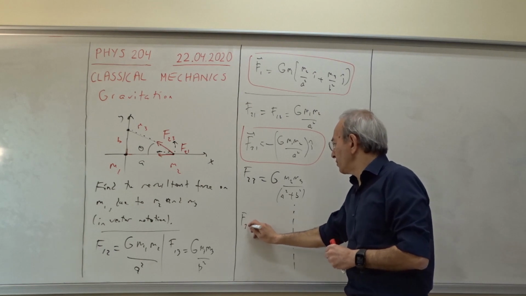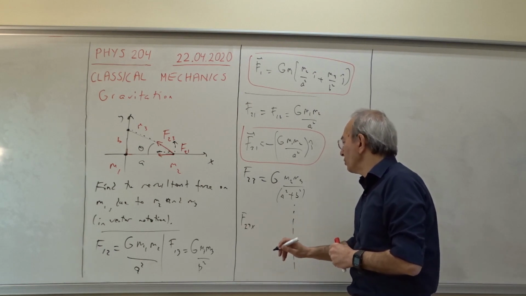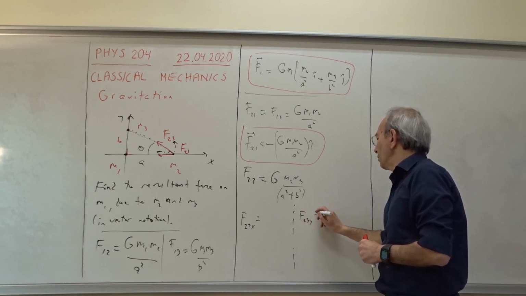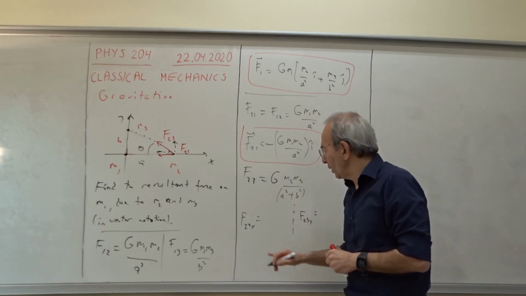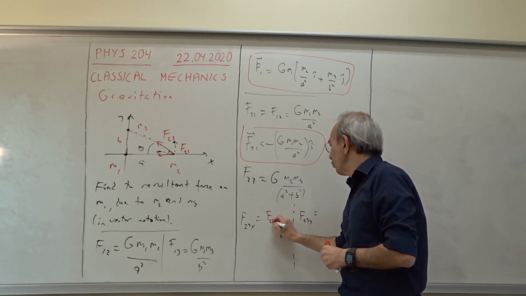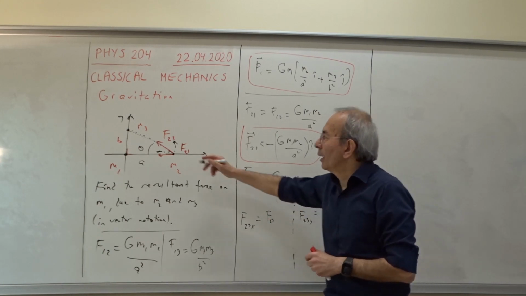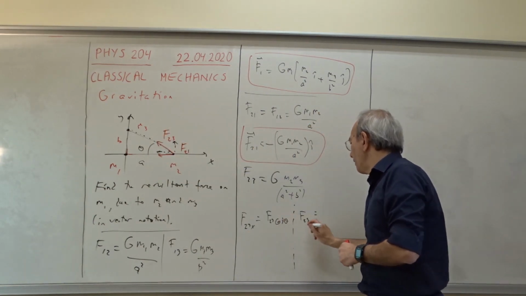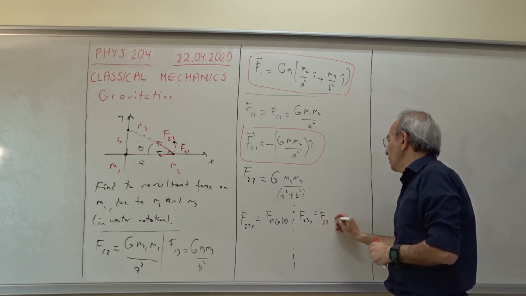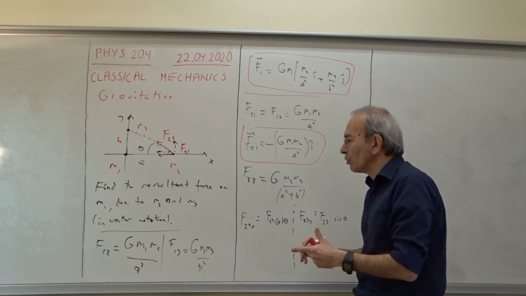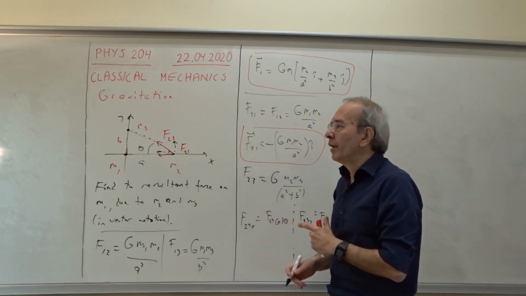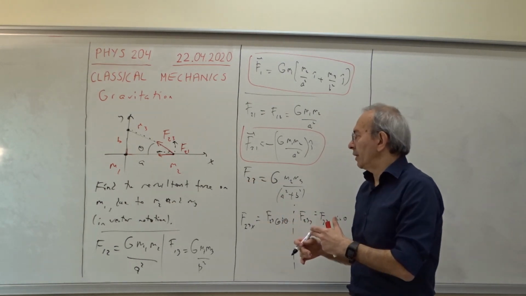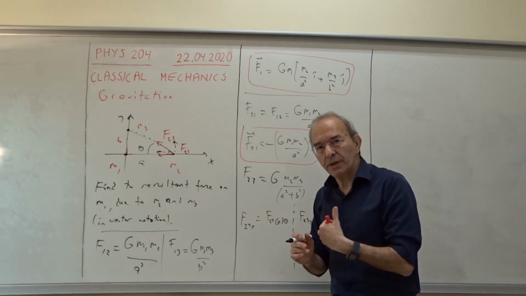However, let me write them separately. F23 x component, F23 y component. In this case, it is F23 cosine theta, if this angle is theta. The other is F23 sine theta. But what are cosine and sine theta? Using the sides of the right triangle, we can get the expression in terms of given parameters.